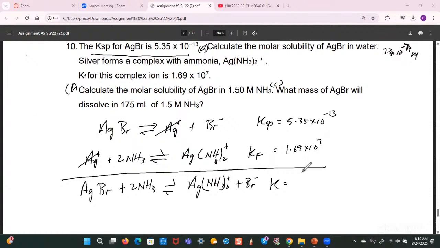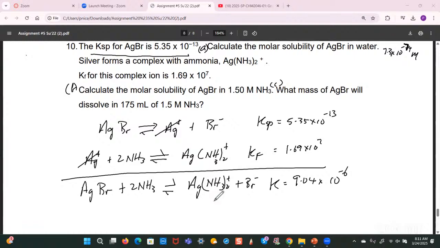So basically, K here would be equal to, let me do the multiplication here, 5.35 times 10 to the minus 13, multiplied by 1.69 times 10 to the 7. And according to my calculation, this works out to be equal to 9.04 multiplied by 10 to the minus 6, all right? So that's the K for the overall reaction.